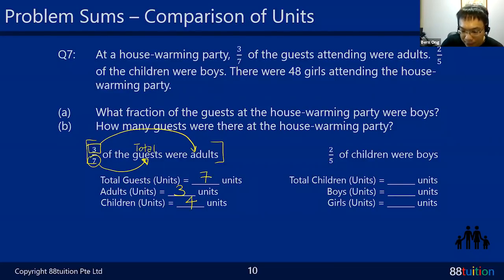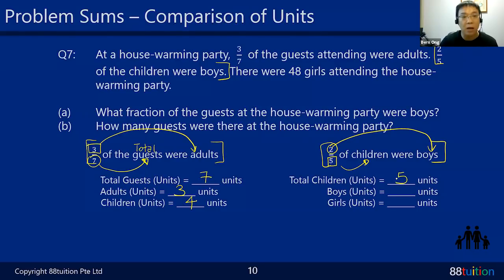There's another fraction here. 2/5 of the children were boys. So down here, this is another fraction. 2/5. This 5 represents the children, and 2 represents the boys. Careful. Children is 5, so total children is 5 units. 2 units is the boys. What can you tell me? Girls is 5 minus 2, which is 3 units.